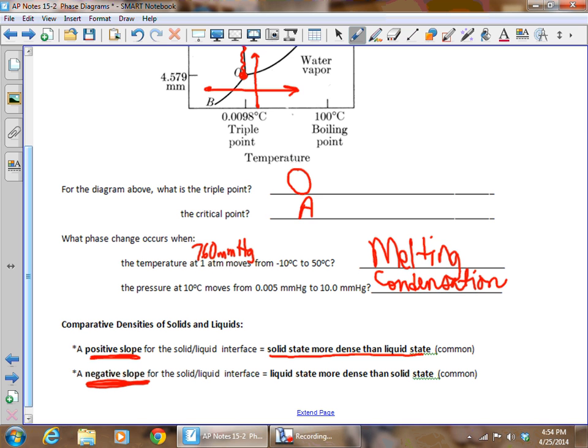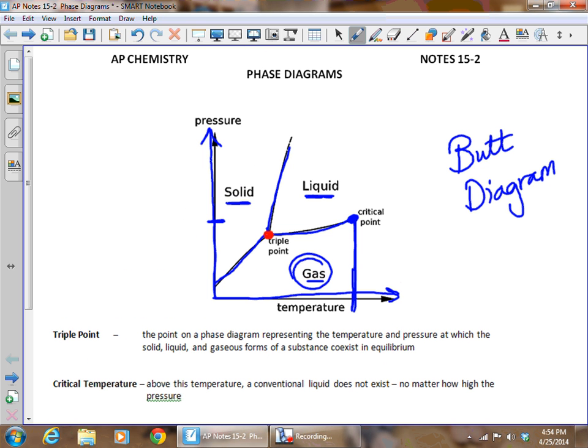But that negative slope on that diagram we just looked at tells us that the liquid state is more dense than the solid state. The solid state, the solid ice in this case, is going to float on top of the liquid. Now, I don't know why I've got common after it. It should read uncommon, because this is a very uncommon condition for the solid to actually be less dense than its liquid.